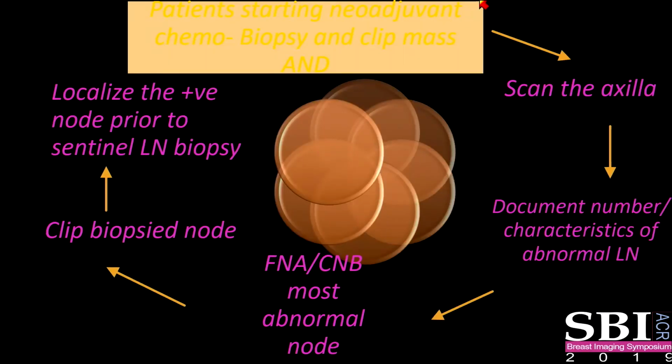Okay. I apologize. I'm not sure why this is coming up like this, but basically this says patients starting neoadjuvant chemotherapy, we know what we need to do. We biopsy the breast mass, we clip the breast mass, and then scan the axilla. We find the number and characteristics of abnormal lymph nodes. We FNA the most abnormal lymph node, put a clip within that lymph node, and then we should know how to localize that biopsied node prior to sentinel lymph node biopsy.